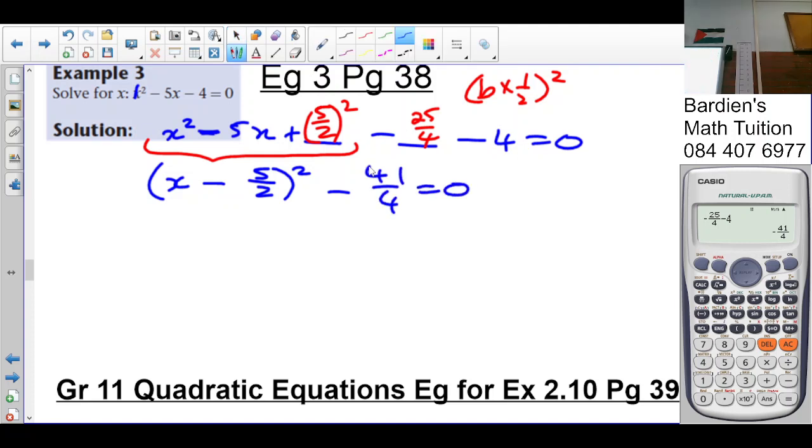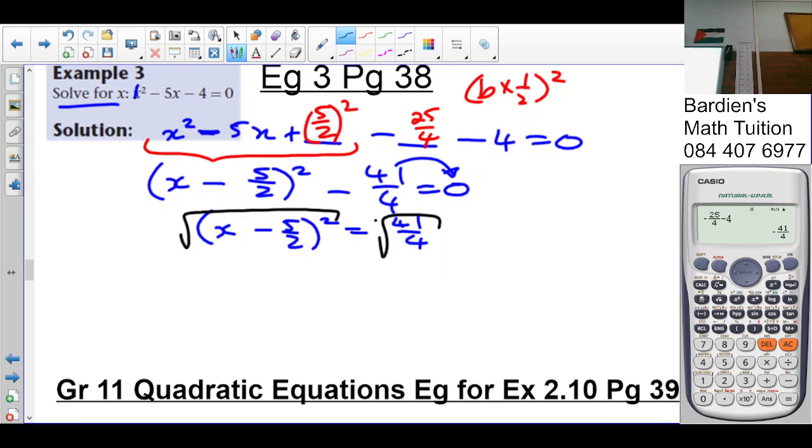Again, that is in the form a times x plus b all squared plus q, which is the completing of the square. But the question again is to solve for x. So take that 41 over 4 over the equal sign. So it's x minus 5 over 2 squared equal to 41 over 4. Get rid of the square. I square root both sides.